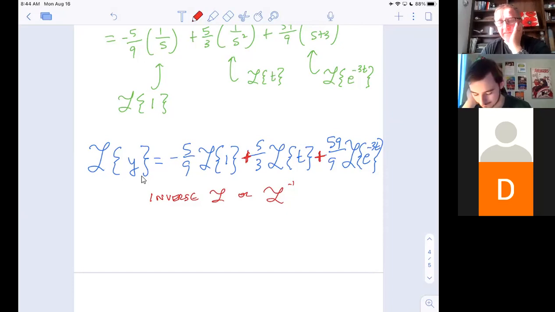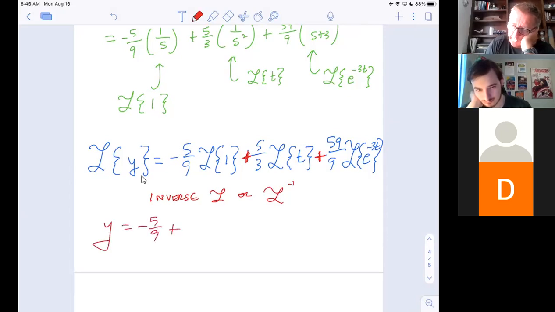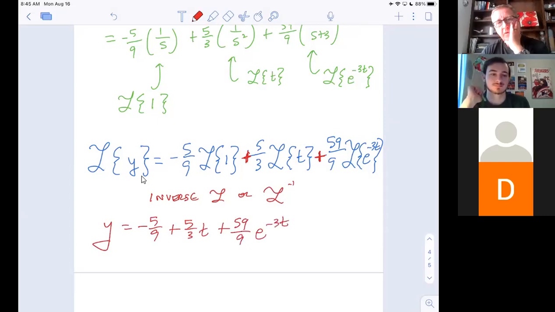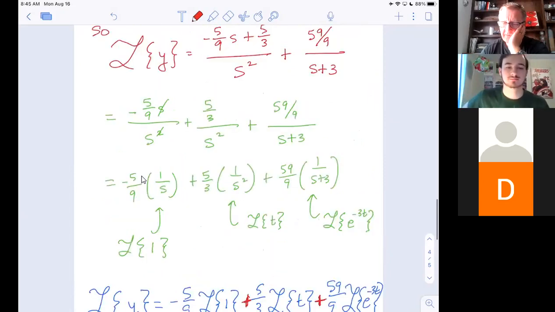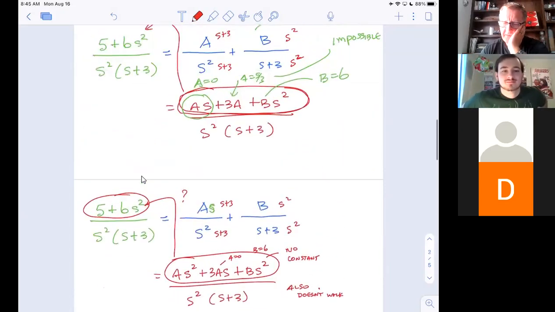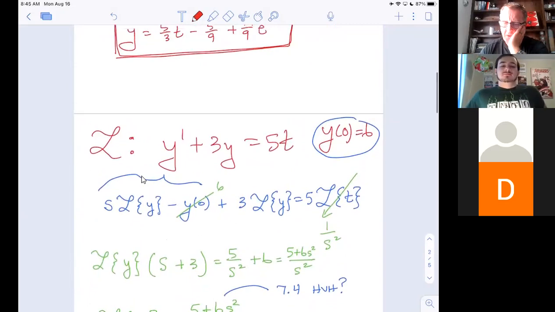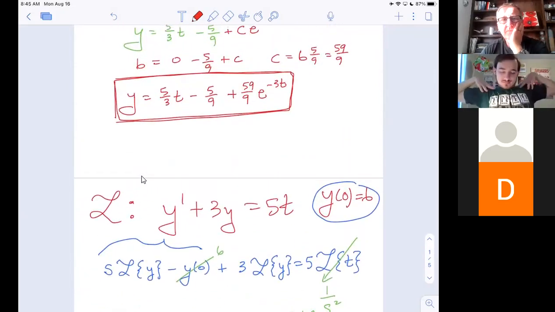So the cool thing is we never even had to figure out what the Laplace transform of y was. We just figured out a way to get everything to be a Laplace transform. So now we just go back. So now I can say y is equal to -5/9 plus 5/3 t plus 59/9 e to the -3t. And then it's like, what? That's the same answer we just got using a radically different technique, right? Hopefully it is. Wow, that was a long time ago. Is that what we got?